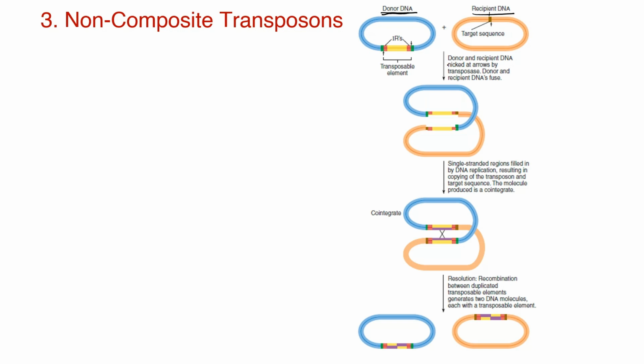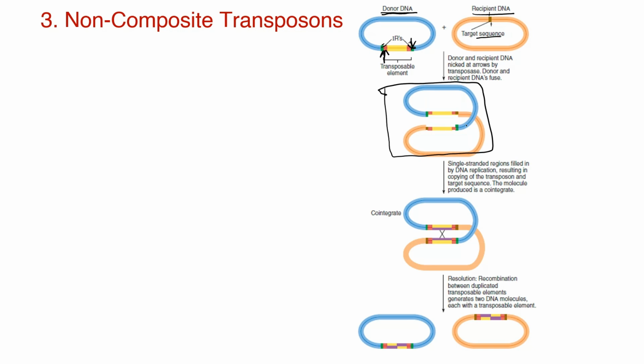If you look carefully, here we have arrows over here, and another arrow is over here. These arrows indicate the sites at which nicking by transposase takes place. As I said, transposase recognizes the inverted repeats and nicks them. Then what happens? It also nicks the target sequences, and then once nicking takes place, there is fusion of donor DNA and recipient DNA with each other, and this kind of structure forms.